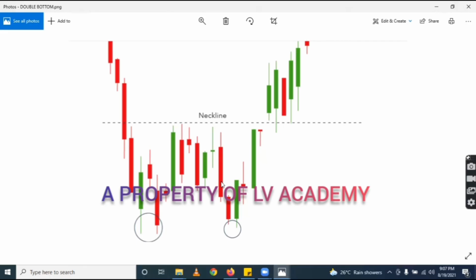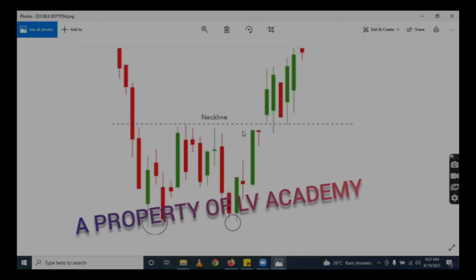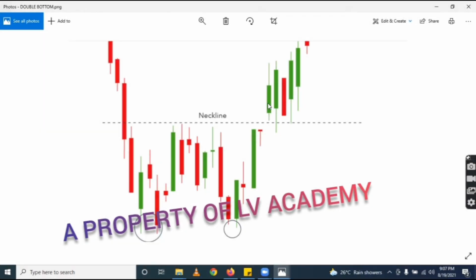So a double bottom is a bullish reversal pattern because it signifies the end of a downtrend and a shift towards an uptrend. So whenever you see a double bottom like this on your chart, and then you see a zone like a resistance here, once the price goes above that resistance, just know that the bulls are inside the market already. So at a point like this, you wait for this candle to close.